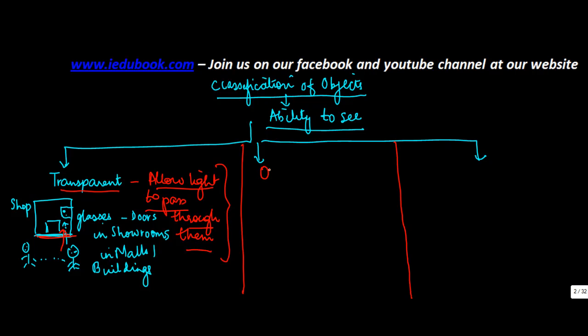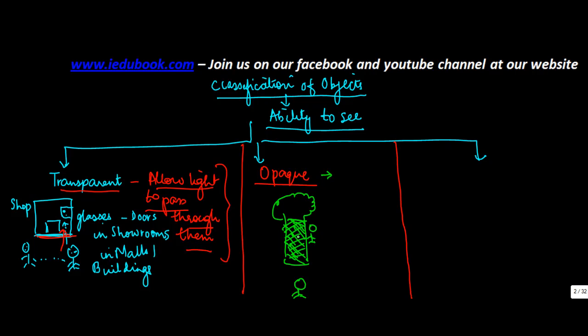The second one which is there is opaque. You must be thinking, what is opaque? Now, if you can't see through an object, let's say there is a wooden tree. Now, let's say there's someone who's hiding behind this tree. If you look at it from this side, you will not be able to see the person hiding behind the tree. Why? Because the wood of this tree does not allow the light to pass through it.